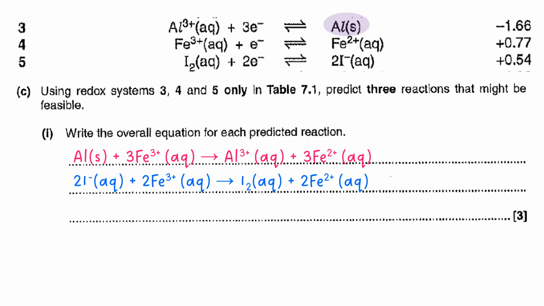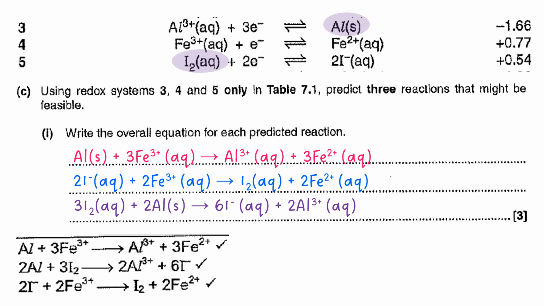So finally we're looking at aluminium and iodine, and those two react to make 6 iodides and 2 Al3+. I've got to do a bit of multiplying up here as well. So the iodine iodide multiplies by 3 and the aluminium 3+ aluminium is multiplied by 2. So that gives us these 3 possibilities that you get marks for.